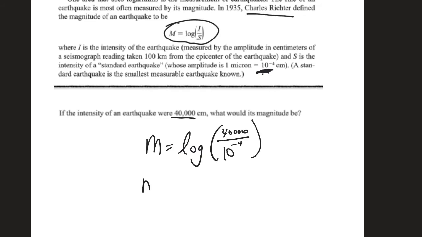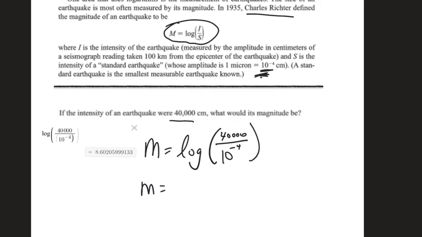And basically all I'm doing is putting this into the calculator and coming up with an answer. So let's do that. And there it is. On the Richter scale, the magnitude would be 8.6. Hold on a minute here. There we go. 8.6. And you get a kind of instinct for whether or not 8.6 would be a strong earthquake. And yes, it would be a very strong earthquake.